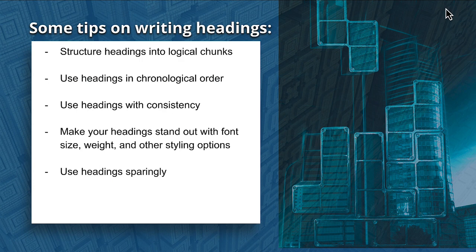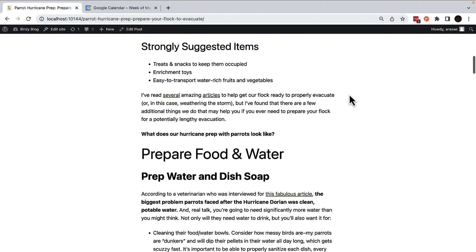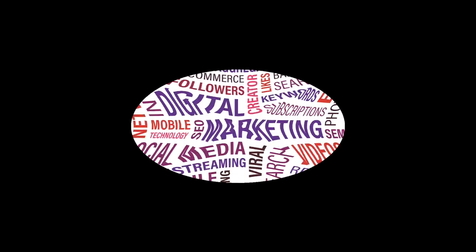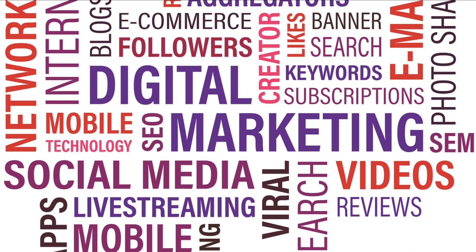Also, use headings sparingly. Be descriptive, concise, and relevant. Your headings should provide a clear and concise summary of the content that follows. They should accurately reflect the contents of the section. Be careful not to overuse headings. Overusing these can be confusing and overwhelming for users, so use headings only where they add value to the user experience.